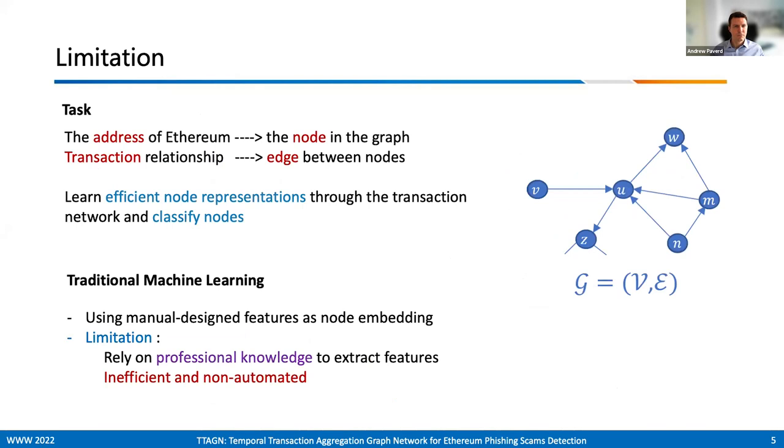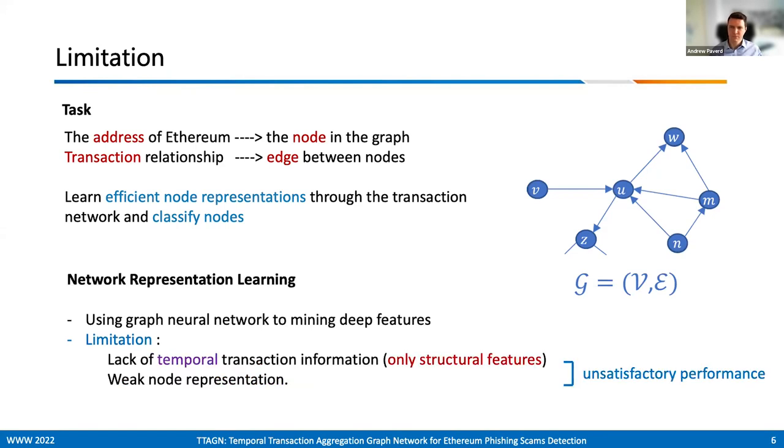The current methods of phishing scam detection on Ethereum are to learn the representation of phishing nodes through the transaction network and classify nodes, in which nodes represent Ethereum transaction addresses and edges represent transactions between addresses. The main detection methods can be divided into two types. One is to combine traditional machine learning and manually designed node features for phishing detection. However, this method mainly relies on professional knowledge to extract manually designed features, such as node in-degree, total transaction amount, and transaction time interval, which are inefficient and non-automated.